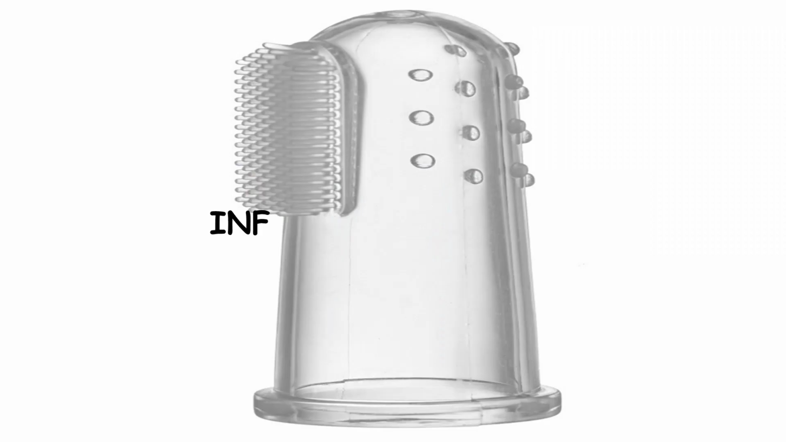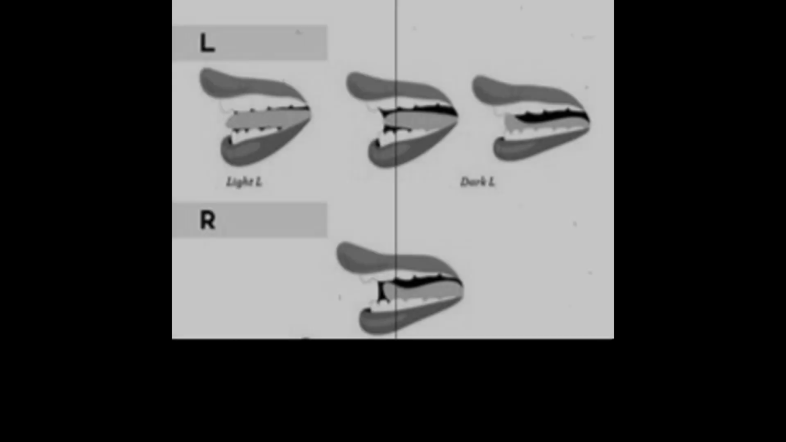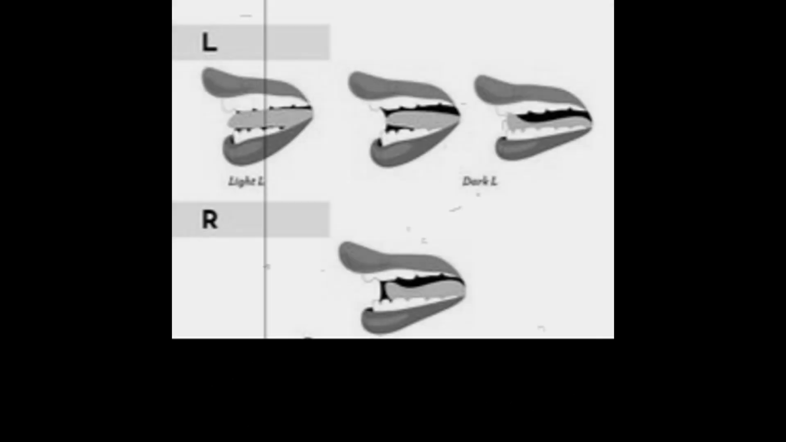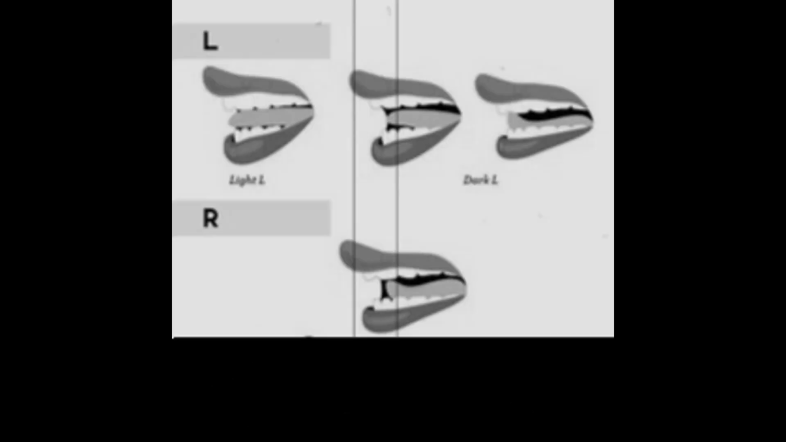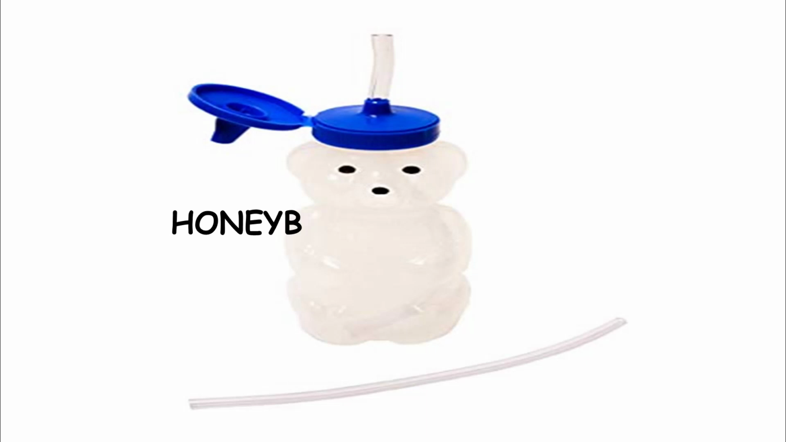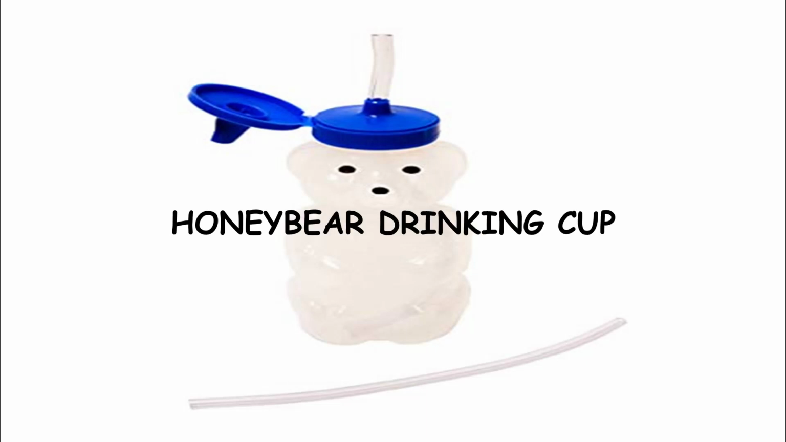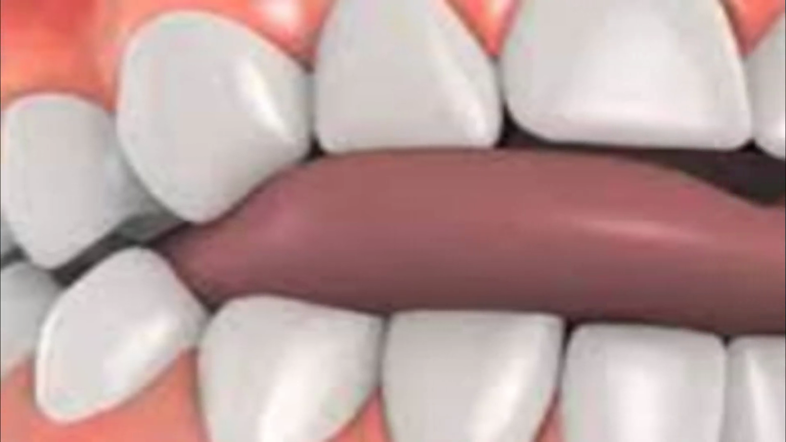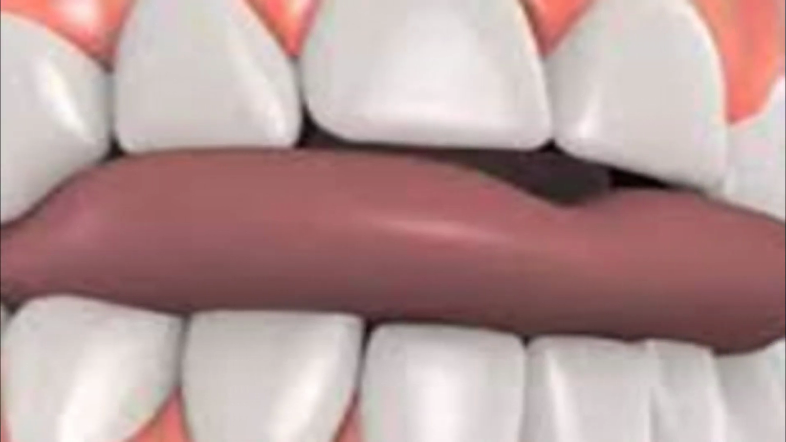The sixth tool is an infant toothbrush, very simple. It helps in tongue lateralization and it also provides a sensory effect and helps in stimulating bite. The seventh tool is called a honey bear drinking cup. This kind of cup helps in reducing forward tongue thrust.